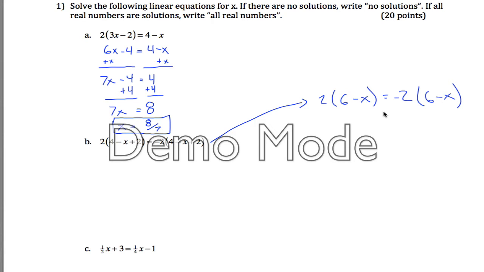And now we can distribute the 2 and the negative 2 in. If we distribute this 2 in, we get 12 minus 2x. And if we distribute this negative 2 in, we get negative 12 plus 2x. This is plus 2x because negative 2 times negative x gives us positive 2x. So now to solve, we want to get the x's all by themselves, so maybe we could add 2x to both sides of the equation. What that will give us is 12 on one side and negative 12 plus 4x on the other side.